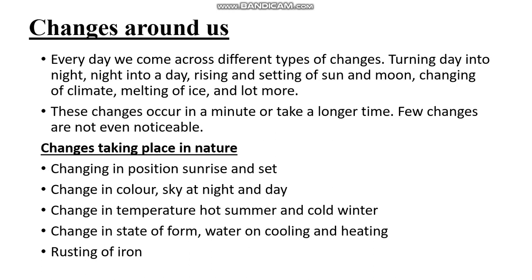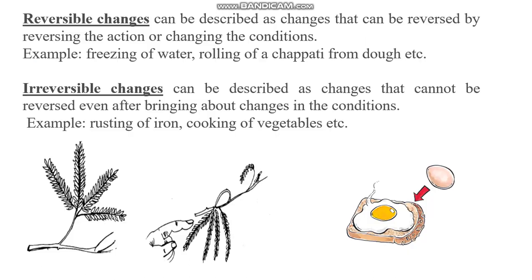The change in position, sunrise and sunset; change in color, sky color at night and day; change in temperature, hot in summer and cold in winter; and change in the state of form, like water on cooling and heating, rusting of iron. So there are so many changes taking place. On this basis, changes around us can be classified into two broad categories. They are reversible changes and irreversible changes.